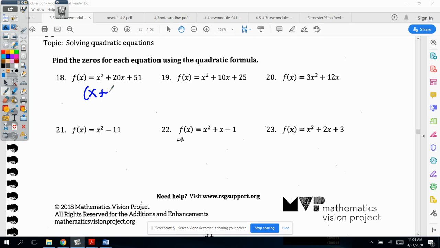So this is an x plus 10 squared. That's what it's closest to, which would put 100 in the corner, but I don't have 100. I have 51. So to get to 51, I'd have to subtract 49. So I'm going to take that minus 49, and that will equal 0. This must factor.